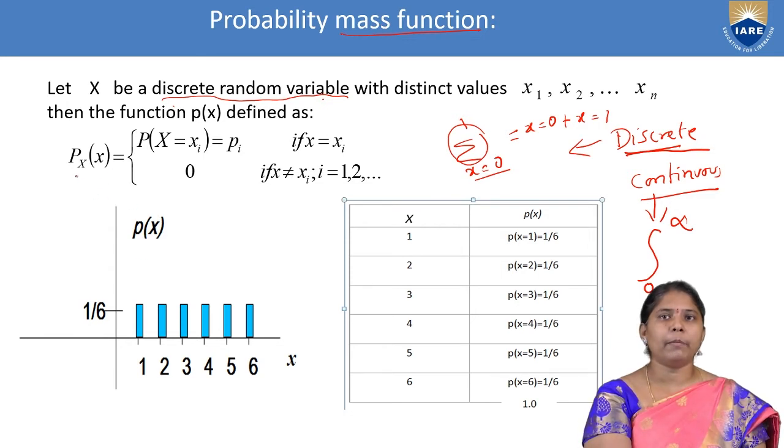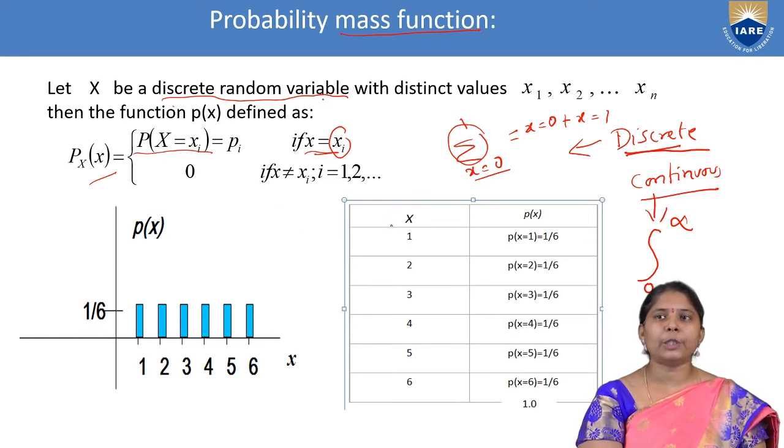What is this probability mass function? Suppose outcomes are x equal to xi. So at xi, what is the probability? We have to know the probability at x equal to xi.